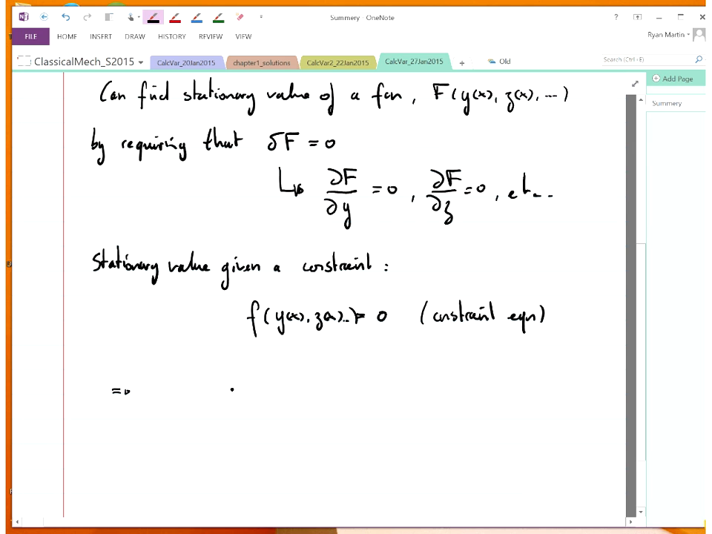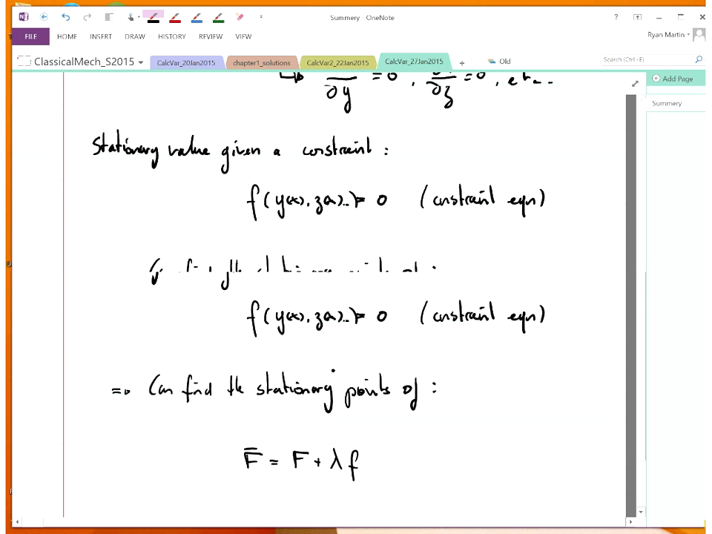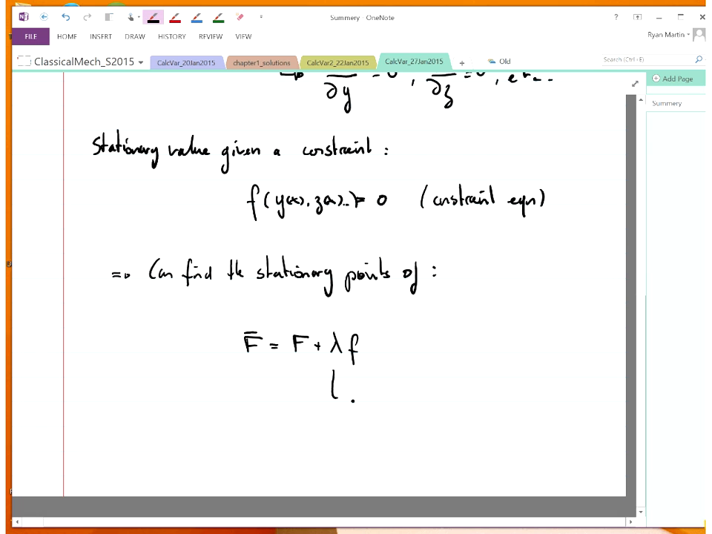we can find the stationary points of what we call f bar, which would be given by the original F plus lambda times the lowercase f. And we call this lambda the Lagrange multiplier.